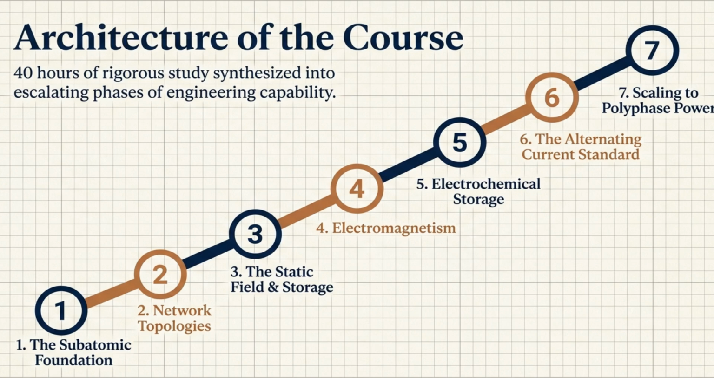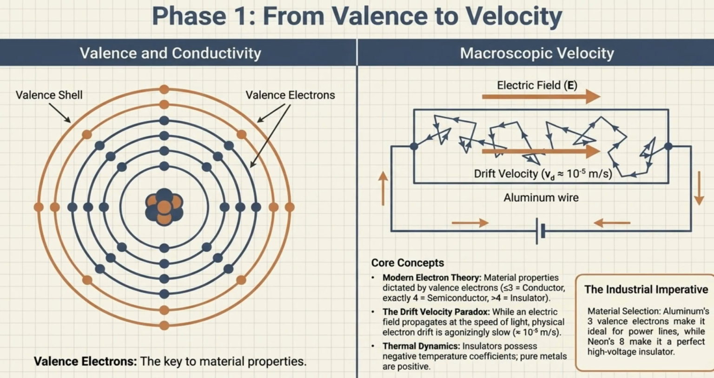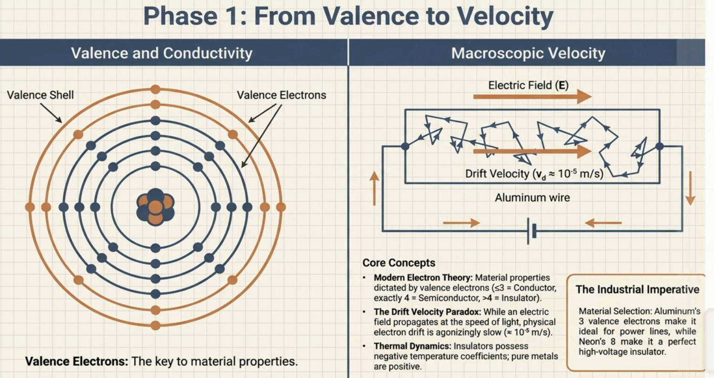We begin with the subatomic foundation and network topologies, moving through static fields, electromagnetism, and electrochemical storage before tackling AC standards and scaling to polyphase power. Phase 1 explores how valence electrons determine material properties like conductivity. We also examine the drift velocity paradox, where the electric field propagates quickly, but physical electron drift is extremely slow.